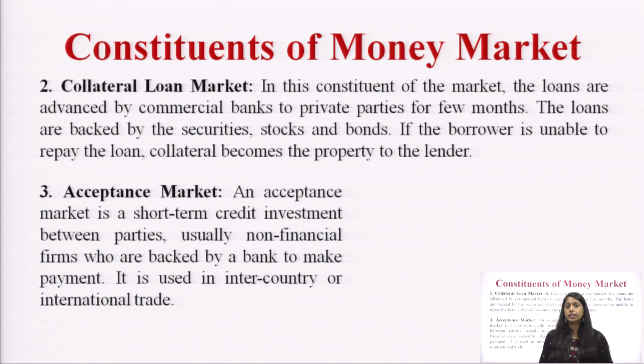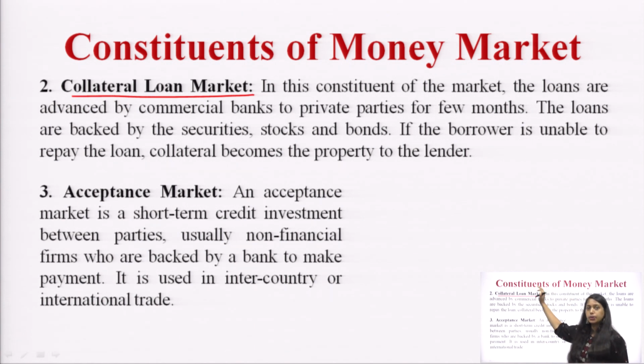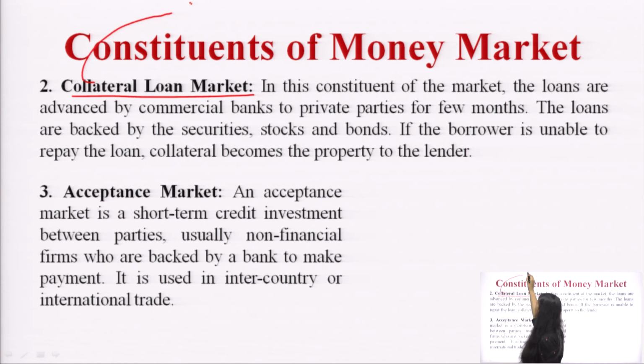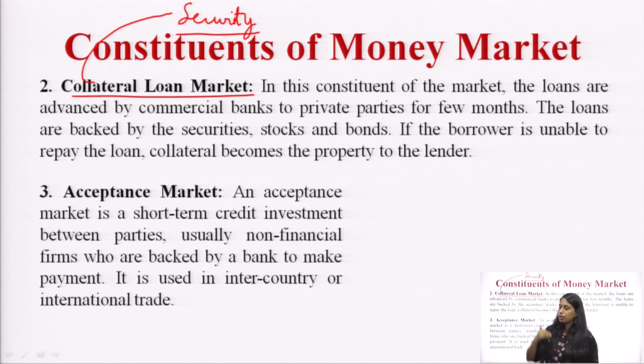Moving forward, the second constituent, the collateral loan market. I told you collateral is nothing but just the security that you keep in order to protect your loan. So, if I am not able to pay the loan, what will happen? The bank will forfeit my collateral and will get the money against that collateral.